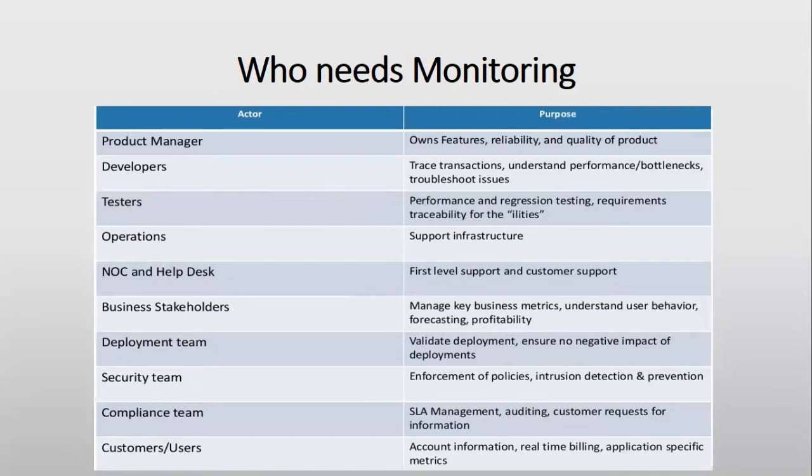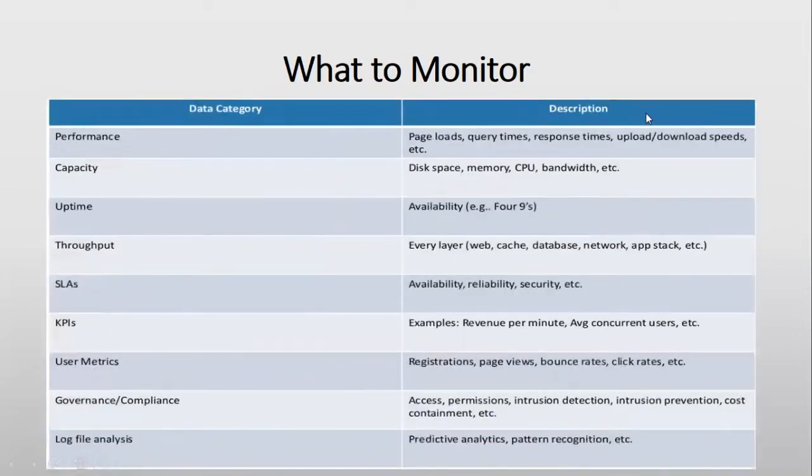So once we know who actually needs the monitoring, the next question arises, what actually needs to be monitored? This is a very important question from the monitoring perspective. What kind of information or data needs to be monitored? If you look at the categories on the screen, you can see that they are broadly categorized into the following areas where we can say that monitoring is required.